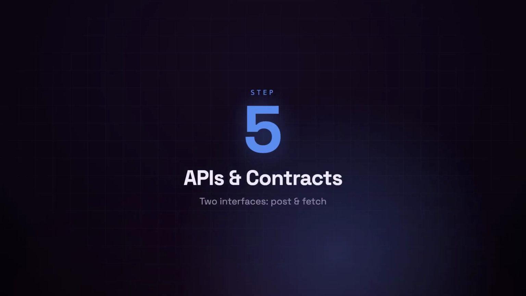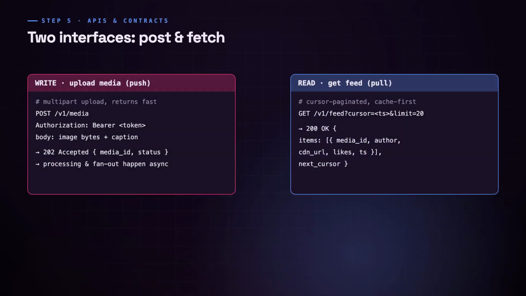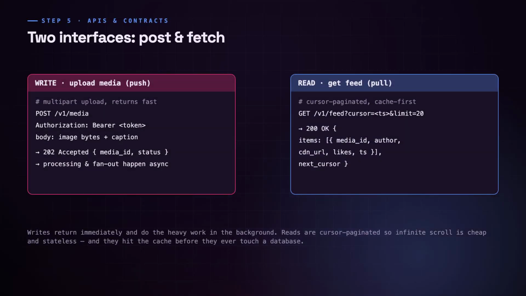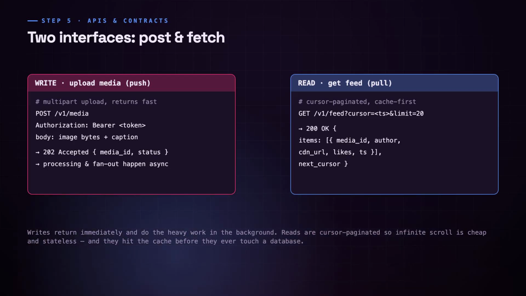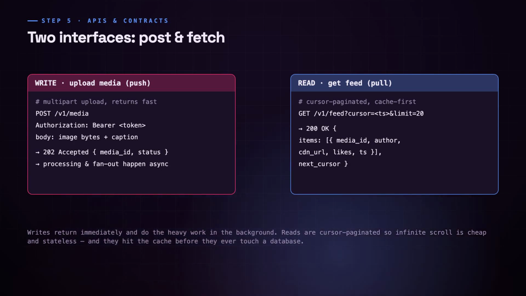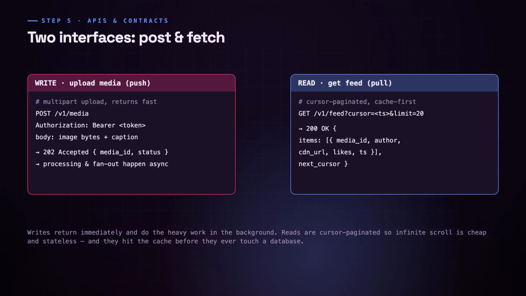Step 5, the APIs. Let's nail down the 2 contracts the clients actually call. There are really just 2 interfaces that matter. The write is a push. You post your media, and critically, the server accepts it and returns immediately, with the heavy processing and feed fan-out happening asynchronously in the background, so your app never freezes on a slow upload. The read is a pull. You get your feed with a cursor, which gives you clean, stateless, infinite scroll, 20 posts at a time, and it hits the cache before it ever touches a database. A simple push-in, a cheap, paginated pull-out.